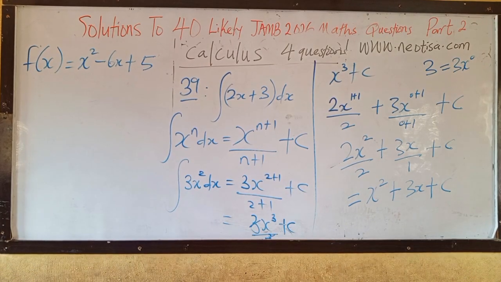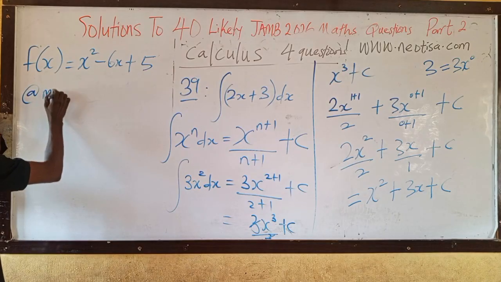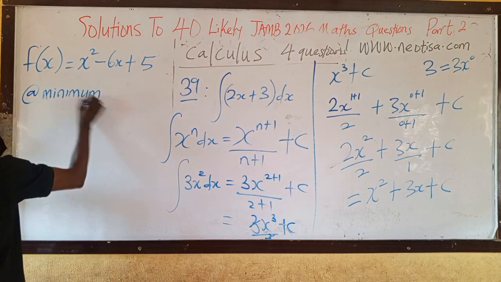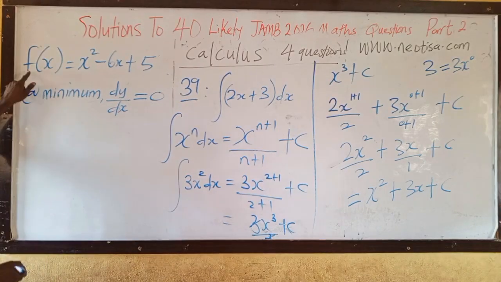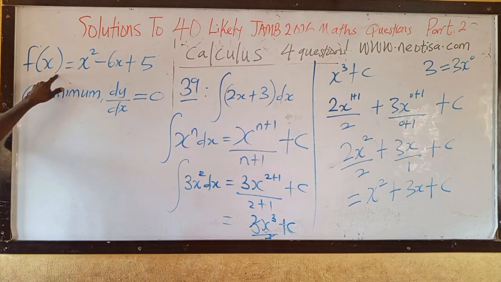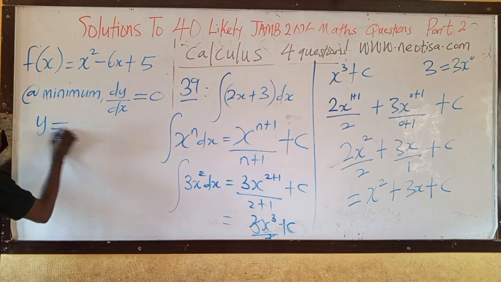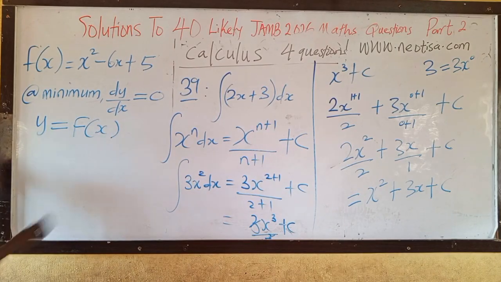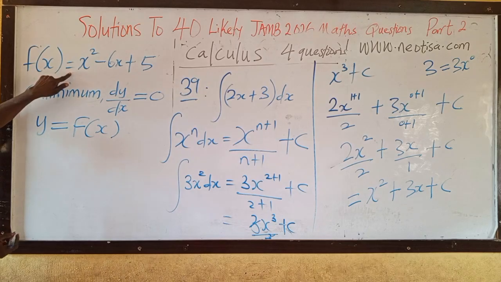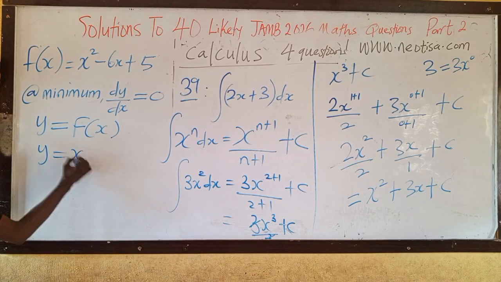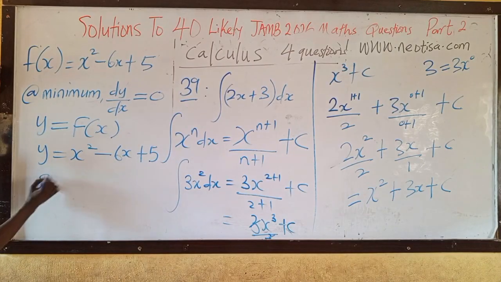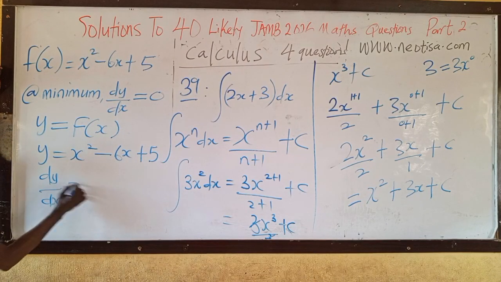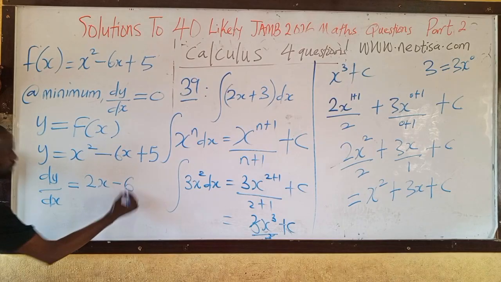Now, under minimum or maximum, when you differentiate, it just equals 0. At minimum, our dy/dx is 0. f of x is the same as saying y, take note. y is the same as f of x. Is it clear? What we're doing here is just y equals x squared minus 6x plus 5. So what is dy/dx? Differentiate. We have 2x minus 6.